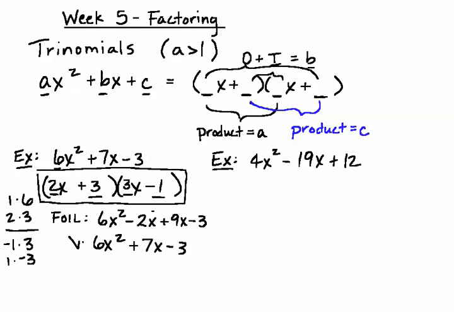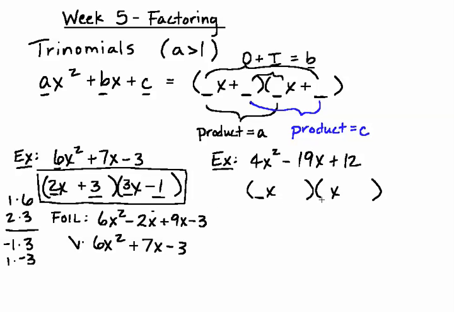I want to look at another example where we have a trinomial where a is greater than 1. And before we do anything else, we always want to check to see if there is a GCF, a number that we can factor out. 4, 19, and 12 does not have a greatest common factor other than 1. So there's nothing to factor out, so we would proceed to making our two parentheses and finding the two sets of numbers that will work.